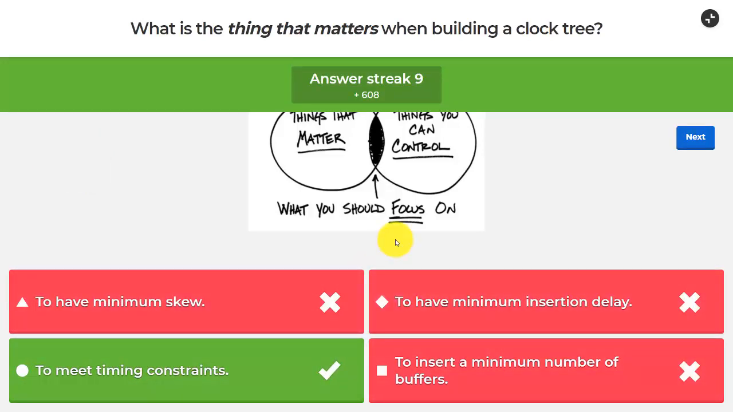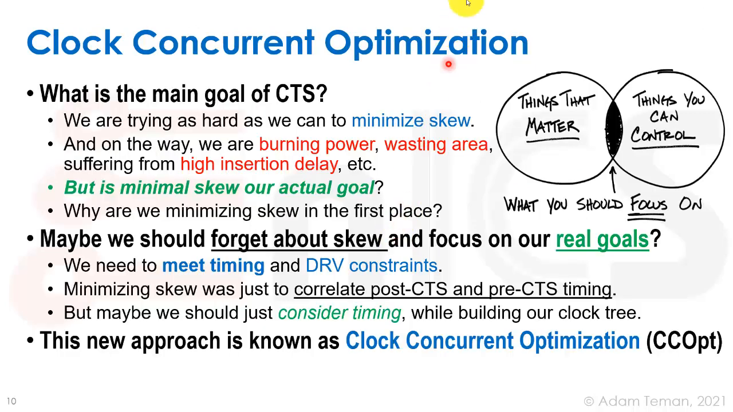Okay, and we'll go back to the picture we saw before, and in CCOpt the whole point was that we should take care of the things that matter and focus on the things that we can control and that matter. That's what we should focus on. We shouldn't focus on reducing skew, because skew doesn't matter. What matters is meeting timing constraints. No, skew is not completely independent of that.